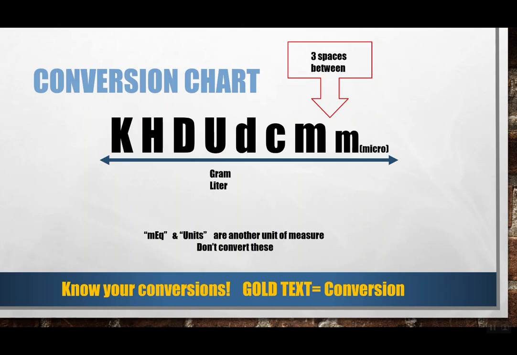But on the bottom, I want you to see this gold. As we move forward, this gold is going to be your key. It reminds you about conversions. I made this PowerPoint to be color-coded to help you find where your numbers are coming from. If you see gold in this chart, the point is these are conversions that you already just need to know how to do. Also, looking at things like units and milliequivalents, they are a unit of measure, but you don't convert those.